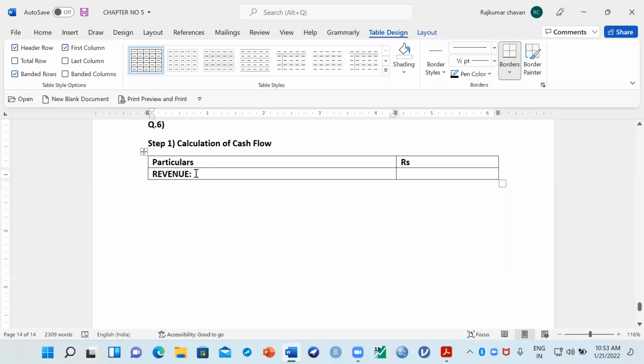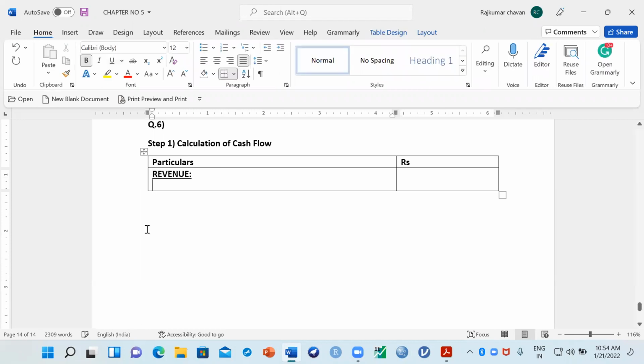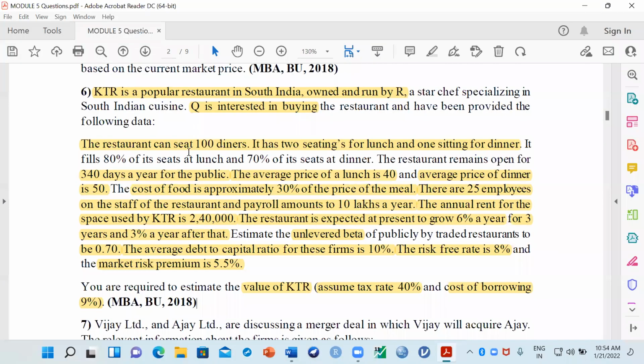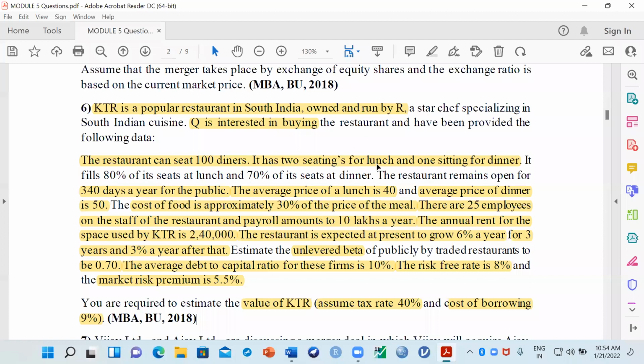Okay, then from the revenue, we have to see what costs are incurred by this particular restaurant. Now let us discuss what the revenue is. The first thing is the total sitting capacity, how much? 100. There is 100 capacity, and it has 2 sittings for lunch. Remember, 2 sittings, maybe two people table-wise, and 1 sitting for dinner, that is what they have given here.